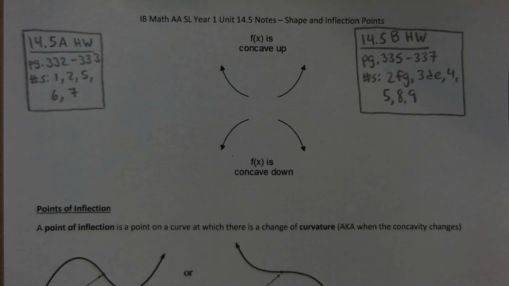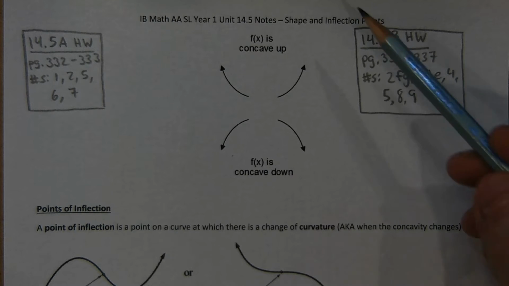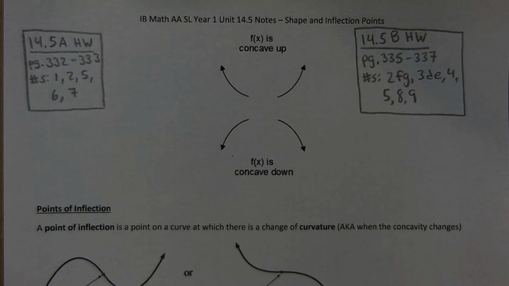Alrighty, so let's jump right into it. This unit 14.5, which I've split into two, is going to be called Shape and Inflection Points. So it's clearly two different things. The first kind of knowledge will be about the shape, and the other half of the knowledge will be about inflection points.